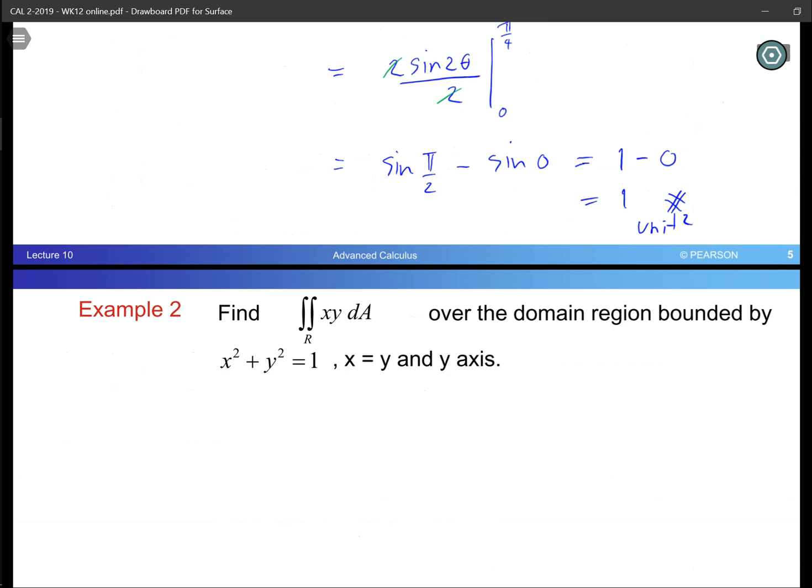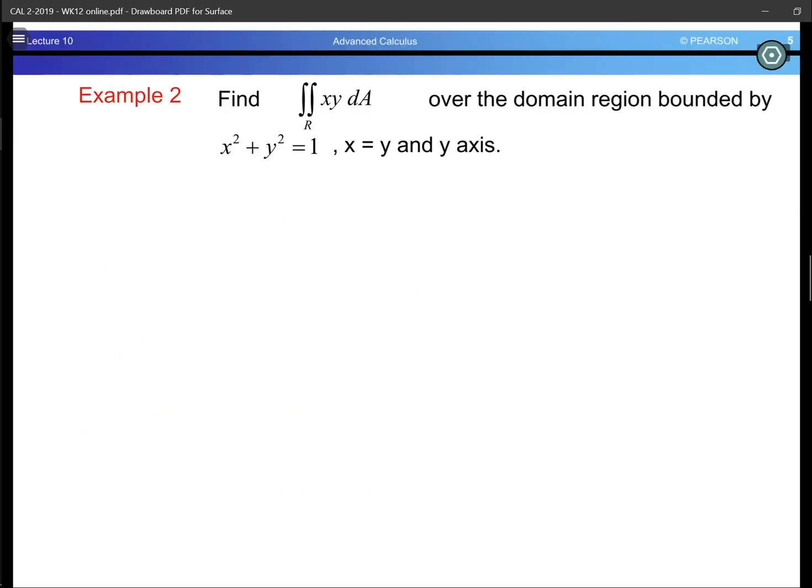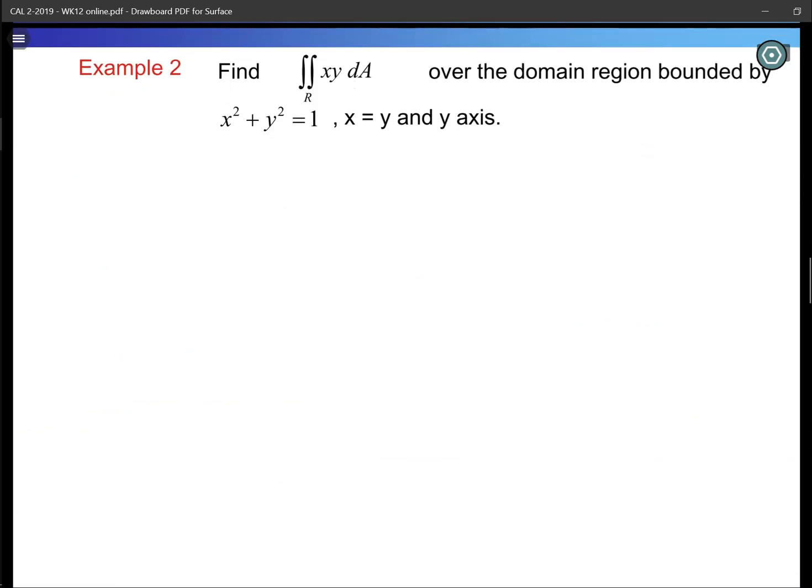I don't know how long this video has been, but let's do 2 more and let's stop for this part 1. Okay, example 2, what do we have to find here? We are supposed to perform this double integration over xy. This is going to be different from example 1 because in example 1 we find the area, so the function f is equal to 1. But here, the function f(x,y) is not equal to 1. It's equal to x and y.